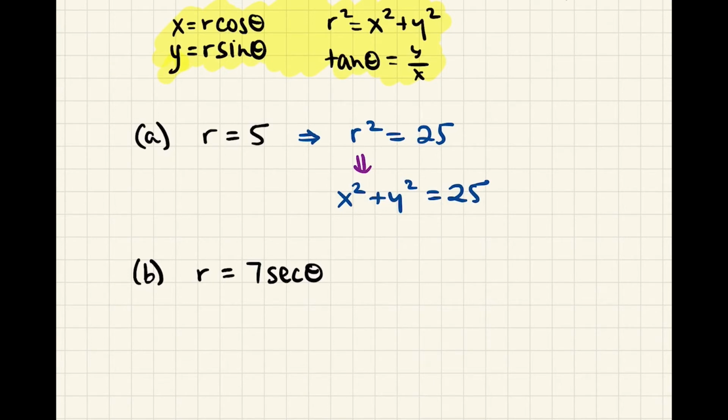Notice that r times cosine of theta is equal to x. So if we multiply both sides by cosine of theta, then we simply get r times cosine theta equals 7. And we know that r cosine theta is x, so this is just the vertical line x equals 7.